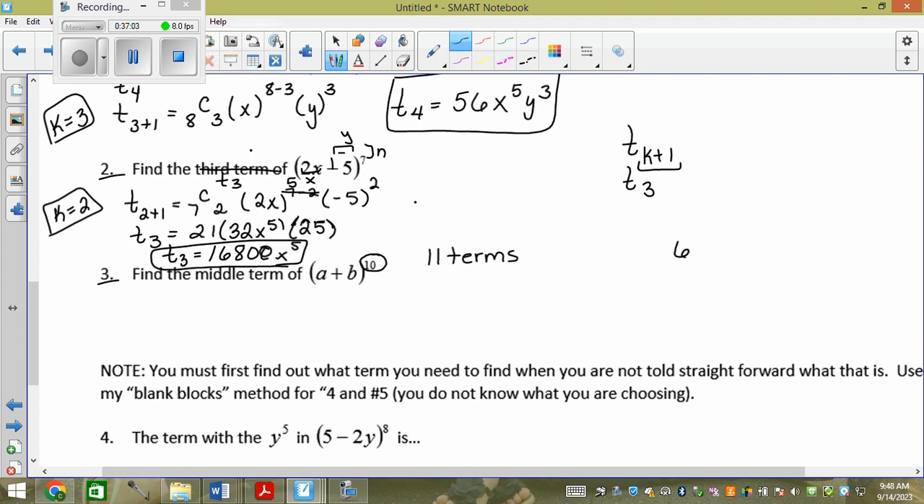It's term what? 6. So the fancy way of asking for term 6. So term 6 equals 10C6. I want to have an x, a y. I always give my knowns, and k equals 5. Not 10C5. Yeah, I just realized that's why I had to go back and put my k equals 5, because I put the 6.